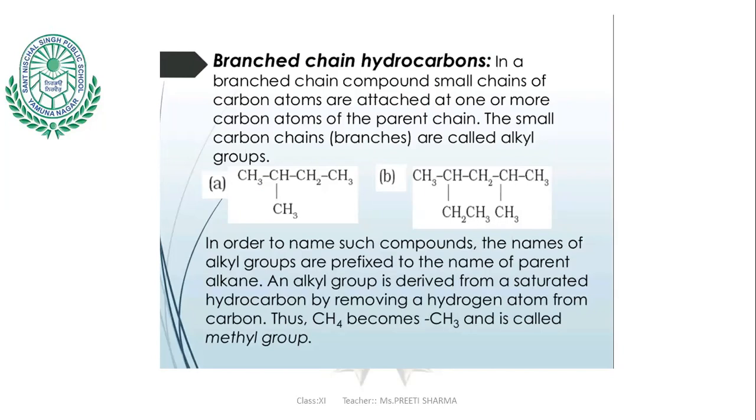Similarly, we may have more than two branches. So how will we name that compound? We'll name alphabetically. If one ethyl group is there and one methyl group is there, we'll use ethyl first of all. Why? Because E comes first and methyl comes after ethyl, right? We'll use alphabetical order. In order to name such compounds, the names of alkyl groups are prefixed to the name of the parent alkane. An alkyl group is derived from a saturated hydrocarbon by removing a hydrogen atom from a carbon.